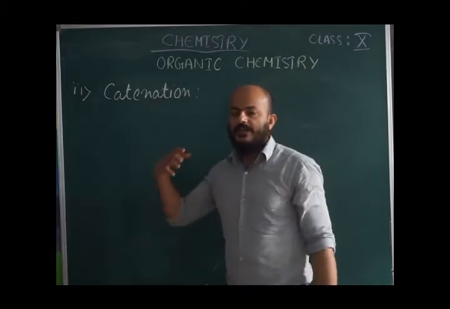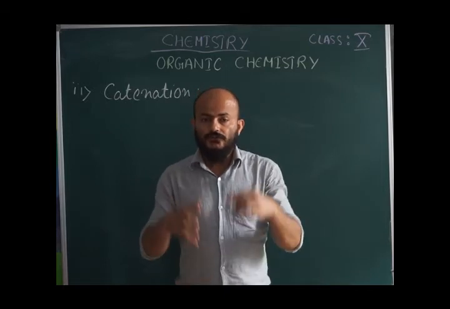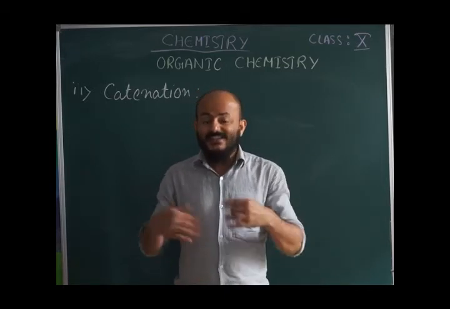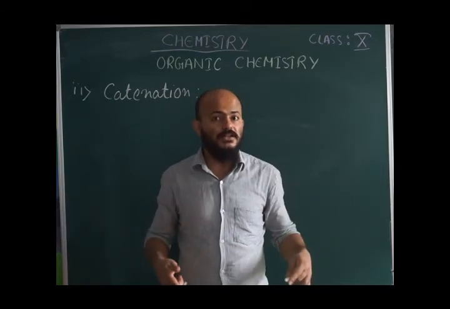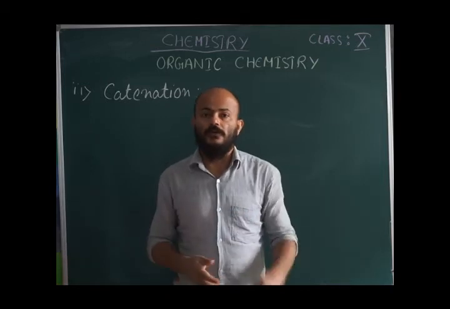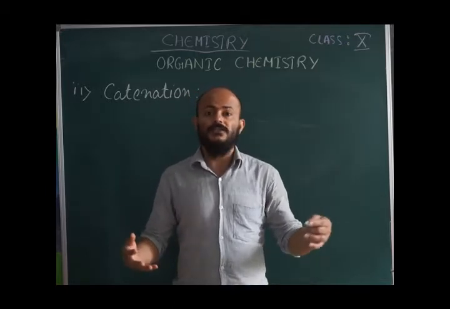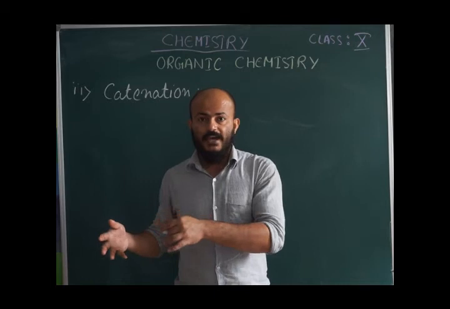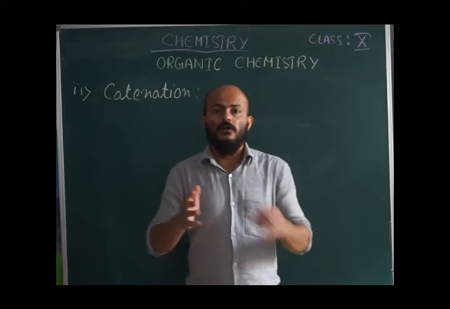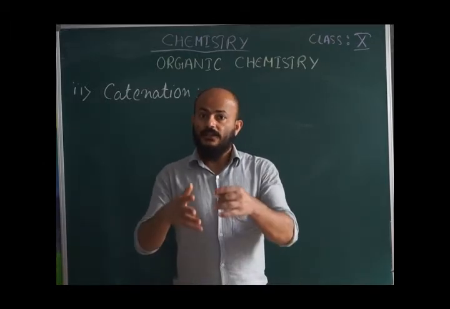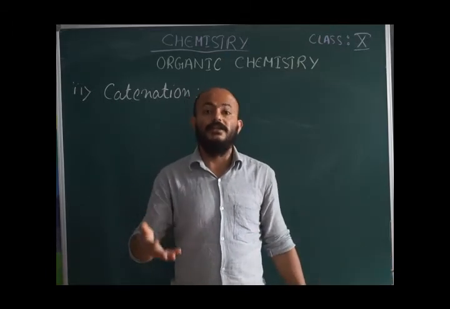So what is catenation? It's the property of any element, and here in organic chemistry it's particularly carbon, to form bonds with itself so that it can exist in a long chain. It could be a branch chain, it could be in ring form also. Catenation is the property by virtue of which an atom of the element, here carbon, forms long chains with itself, and it can form branches as well as ring compounds.